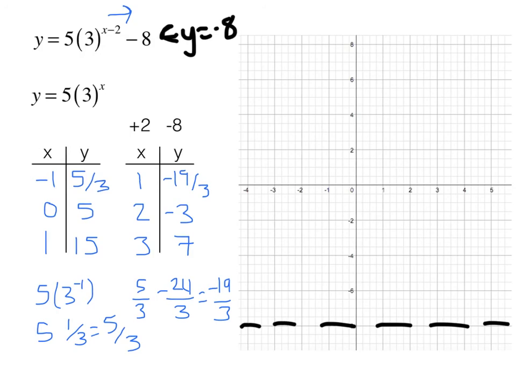Then we're going to plug our points in. 1, negative 19 over 3. I know you're asking yourself, how in the world do I plot negative 19 over 3? Negative 19 over 3 is about negative 6. It's a little bit more than negative 6. 2, negative 3, and 3, 7. Connect your points. Don't cross your asymptote.